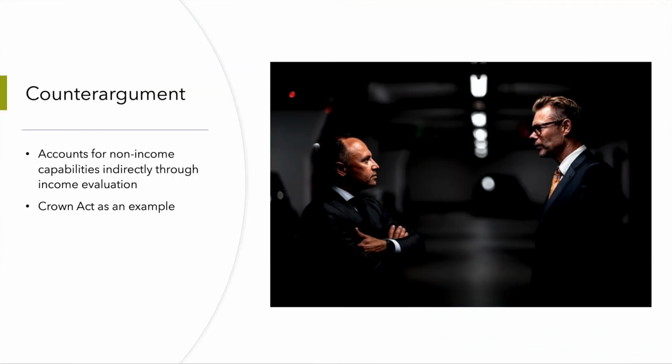A probable counterargument to our definition and measurement would be that it does not take into account capabilities that have nothing to do with income, such as race or gender. Our approach actually does capture several of these capabilities indirectly. Take the Crown Act, for example. If someone cannot get a certain job because of their natural hairstyle, their inability to obtain that income would appear when their income is evaluated against a threshold.